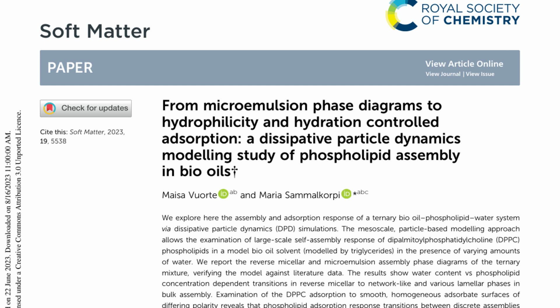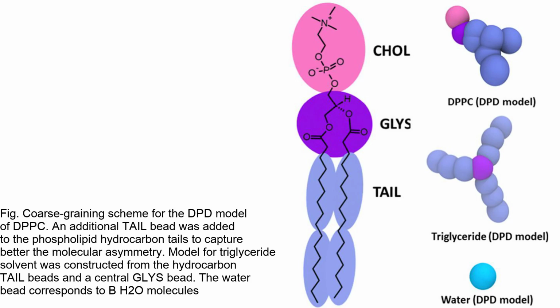The authors further discuss the parametrization and verification of the DPD model and the potential for extending the approach to other systems. The paper presents the assembly phase diagram of phospholipids in bio-oil solvents. It demonstrates the transition from reverse micellar structures to network-like structures and lamellar phases as the water content and phospholipid concentration vary. The water-to-DPPC ratio plays a crucial role in determining the assembly behavior and morphology of the assembled structures.